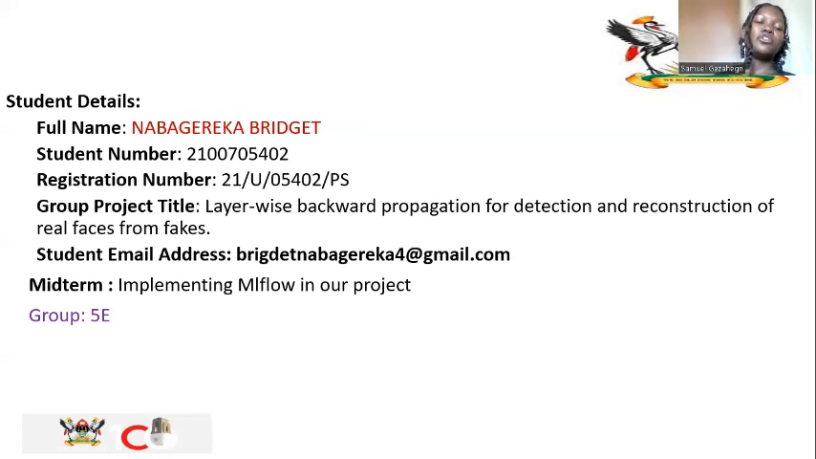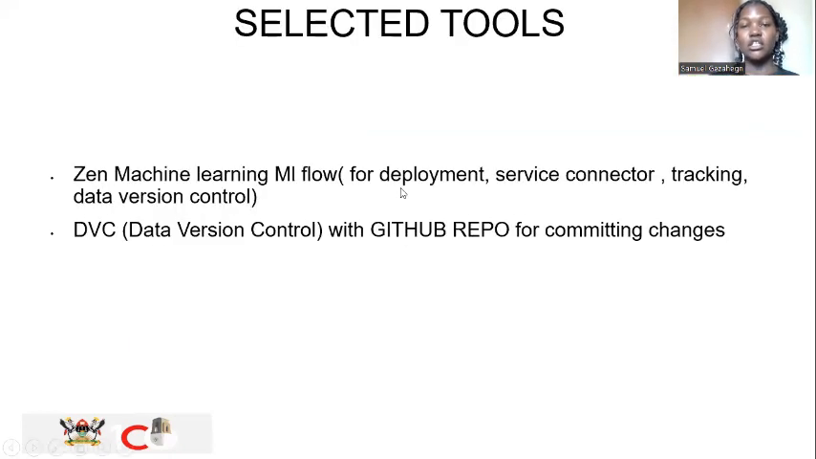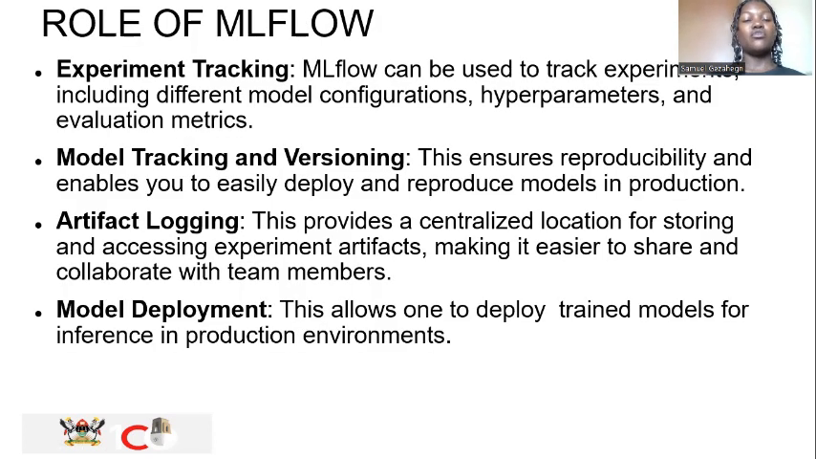Still continuing with our project of layer-wise backward propagation for detecting and reconstruction of real faces from FEP. So about our midterm, we had to implement MLflow in our project. The tools selected were ZenML and MLflow, which are basically for deployment, service connector, and tracking, and then data version control. And then you also choose the data version control itself. That's for the GitHub repo for committing changes. Any changes that are made to the system will be committed there.